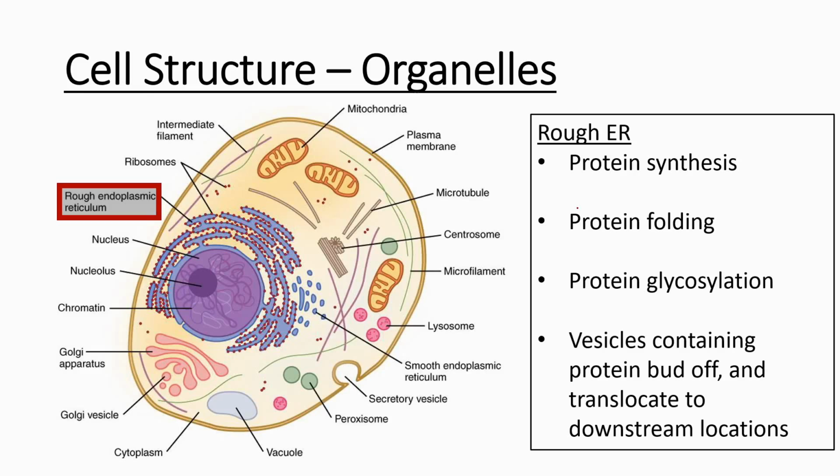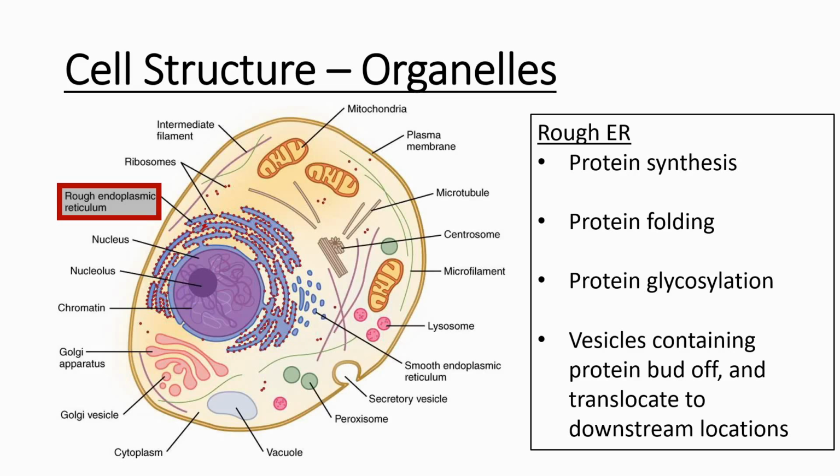Now, vesicles containing proteins can bud off the ER and move or translocate to downstream destinations, and the most likely destination is going to be the Golgi apparatus. It's important to understand, as I mentioned before, that proteins that are synthesized on the ribosome attached to the rough ER, normally those proteins are going into the lumen of the rough ER. And if that happens, then they are mostly destined for secretion. Sometimes they do end up in certain organelles, as we will see later.